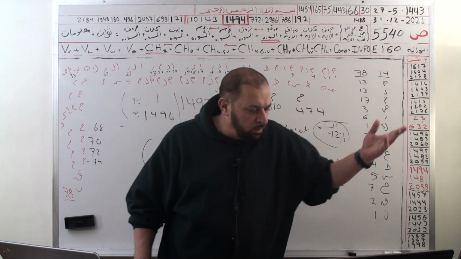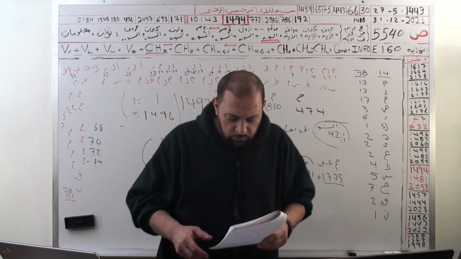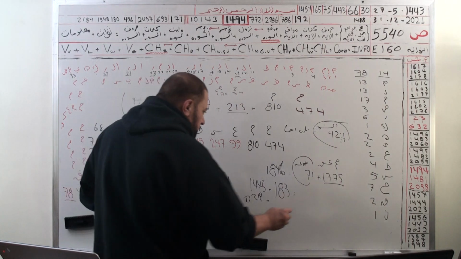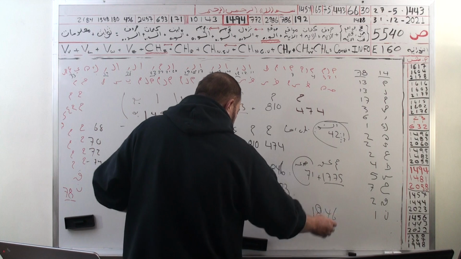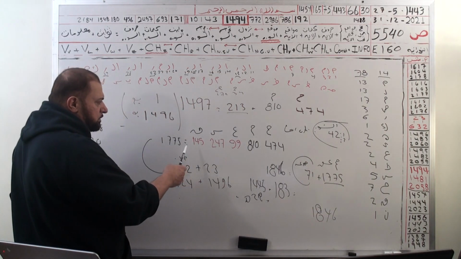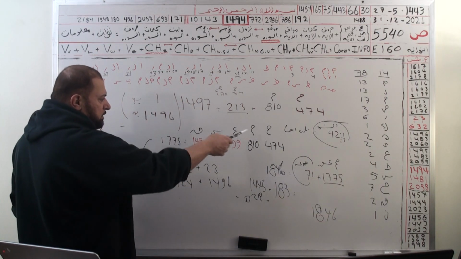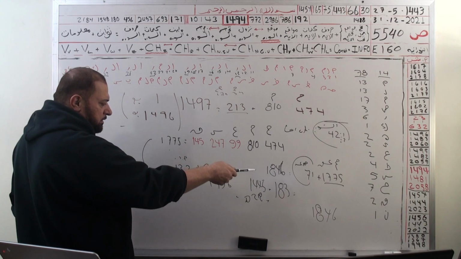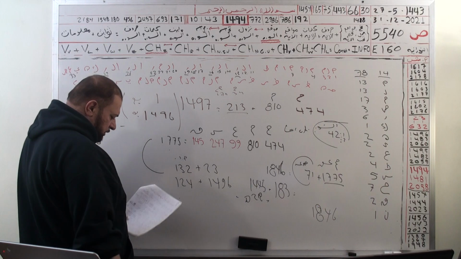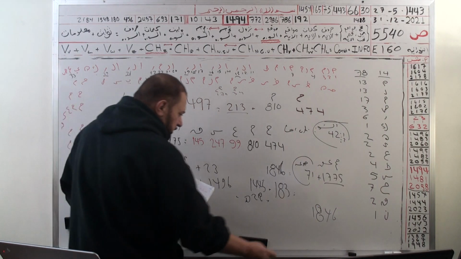At least I found the table, that's it. So we have here 18. I get 1846 when I add up the values of the letters Ha Mim Ain Sin Kaf. I add up the serial value of Ha Mim Ain Sin Kaf, and it gave me 1846. Now I'm decoding 1846.